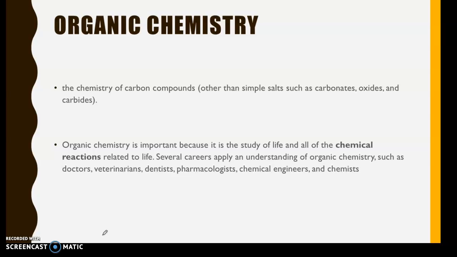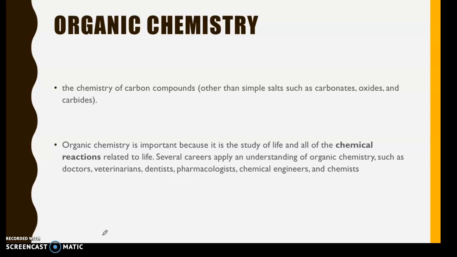Organic chemistry is the chemistry study of carbon compounds such as carbohydrates, oxides, and carbides. Now, in organic chemistry, we focus on the element of carbon because carbon has the ability to bond 4 times. Now, with it being bonded 4 times, and carbon being a nonmetal, we are dealing with covalent bonds.